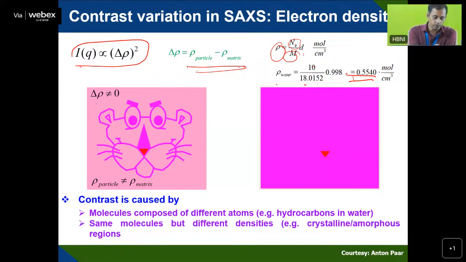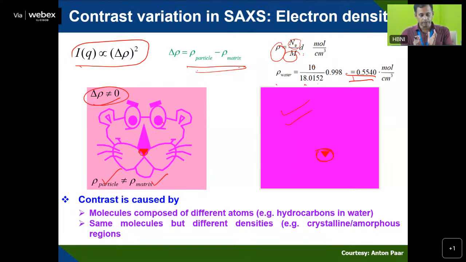So if delta rho is not equal to 0, rho particle and rho matrix are not the same, and you can see this type of structure in the image. But in the pink color image here, delta rho equals 0 for the particle and matrix. So you will not get the whole information instantly; you will only get the information from this triangle, the particular notch that I have shown here.